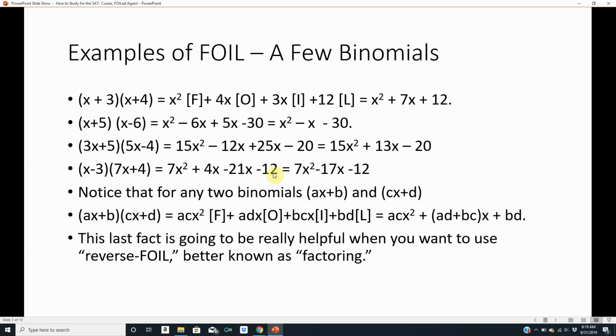So notice that for any two binomials, ax plus b and cx plus d, the first is going to be a times c x squared, so it's acx squared. Then ax times d, so that's going to be adx. And then you're going to end up with b times cx for the inner term, so that's bcx. And then b times d, which are going to be the last terms. So you can always write it as acx squared plus (ad plus bc)x plus bd, if you wanted to do this in the general form. This last fact is going to be really helpful when you want to use reverse FOIL, which is better known as factoring.